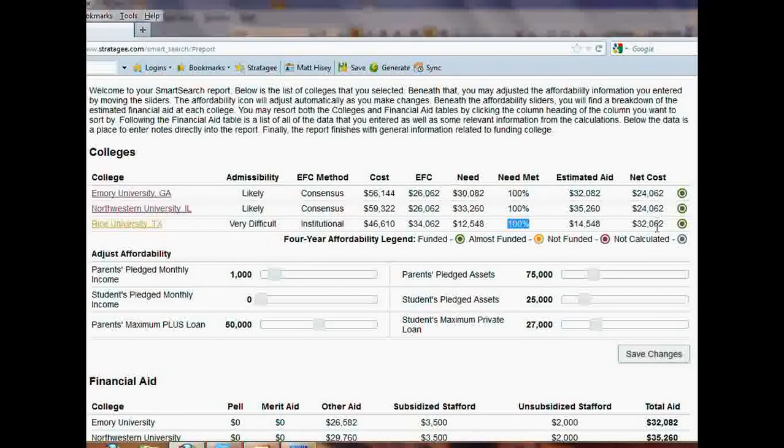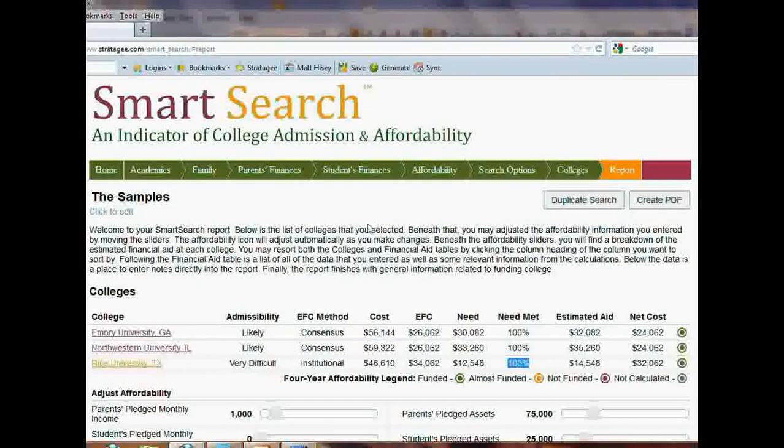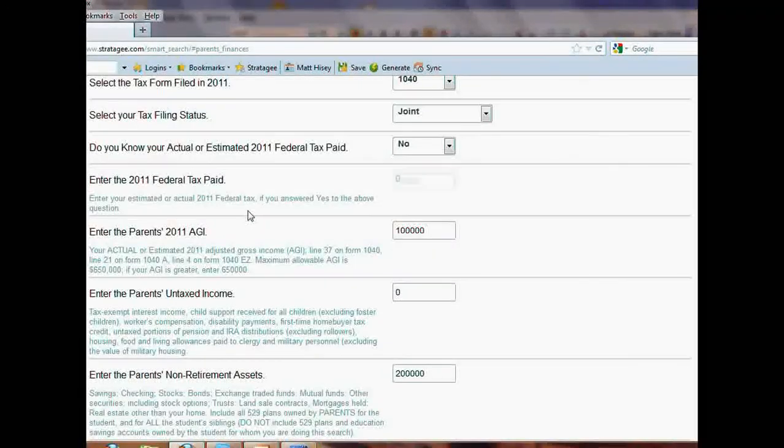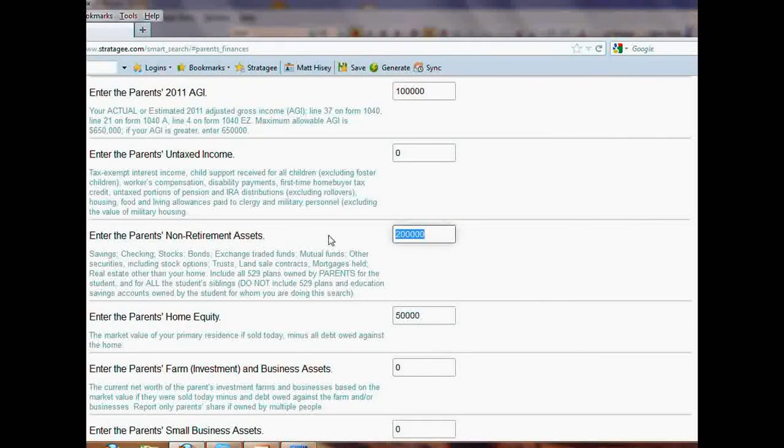I think these numbers are kind of high, even though some of the schools are down to 24. We see Rice's 32,000. And I'm going to show you, kind of work a little financial magic here and bring this number down. So I'm going to go right into mom and dad's finances. And if you remember, I talked about her dad passing away, leaving them $200,000.